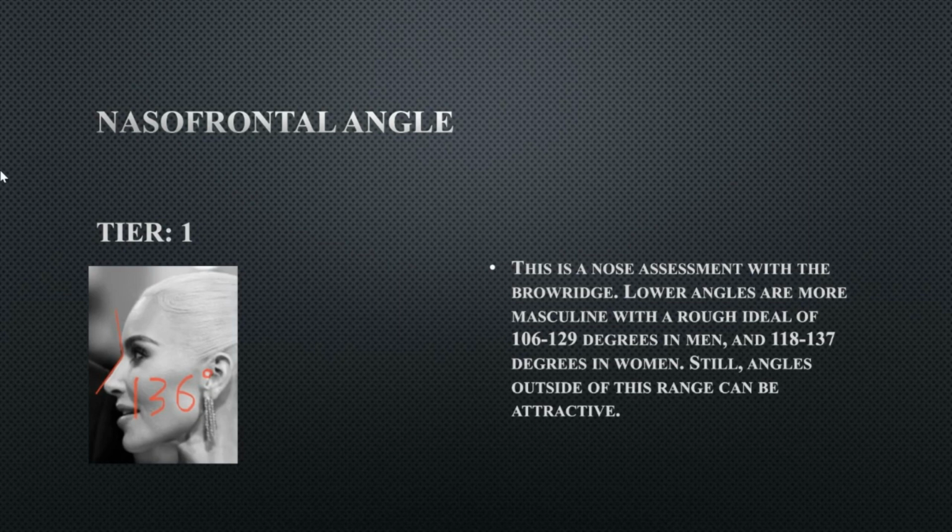Her nasofrontal angle is a tier 1 at 136. So like the gonial angle, this angle is literally at the outside of the range of the idealness. So anything more than 136 or past 137 is going to be outside of the ideal range. But still, this is very feminizing. For a female, you do not want to have a very protrusive brow ridge. That's going to look kind of too masculinizing. So for a female, this is perfect.